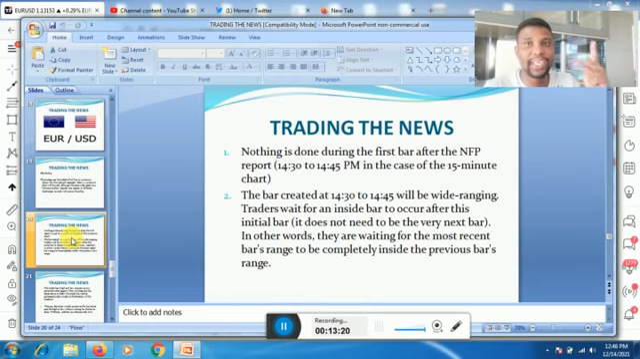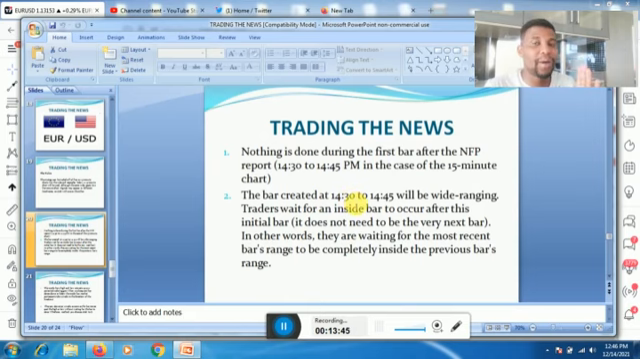So today we said we are doing either the NFP or the FOMC. Nothing is done on the first bar. You wait for that candle to come in and let it do its thing. And then the second bar is going to be created. Rule number 2.